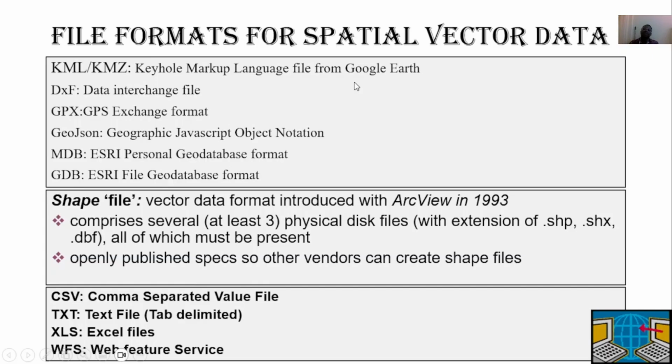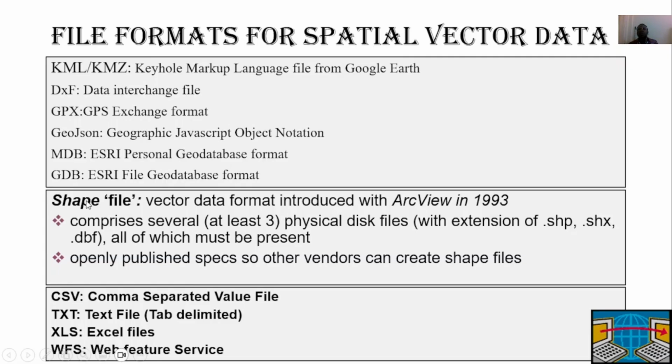Then we have some file formats for vector data. Once you see KML, which is Keyhole Markup Language, which is suitable for Google Earth, it automatically becomes vector data. But then that vector data can either be point, line, or polygon. So these are some file formats of spatial vector data. Whenever you see a file format like this, it should remind you of vector data.